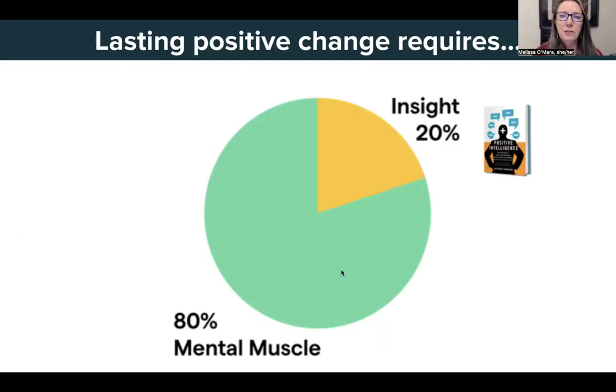So lasting positive change requires practice. And that's why this mental fitness is a practice. It's something that we need to do every day. So we're going to invite you to notice over the coming weeks, beginning now, when you find yourself judging, when you find yourself moving into one of your top saboteurs.